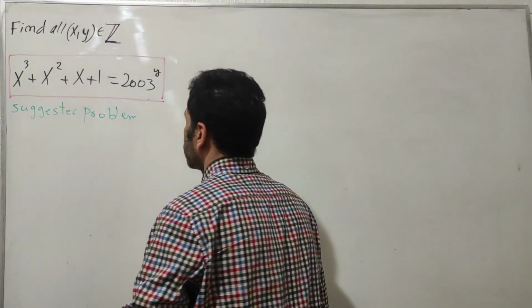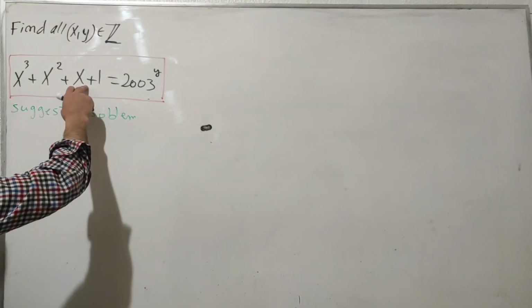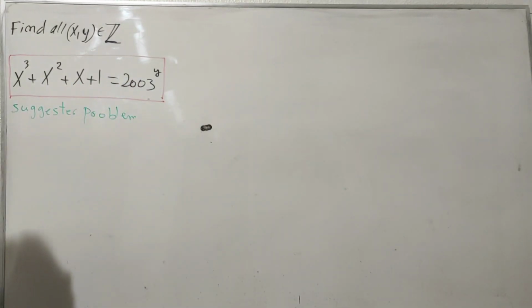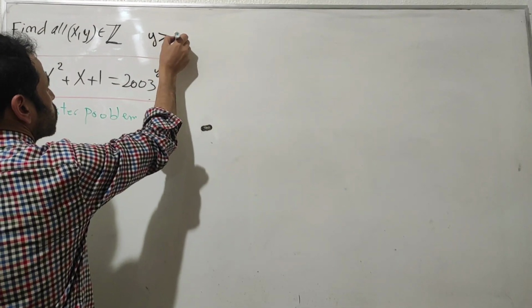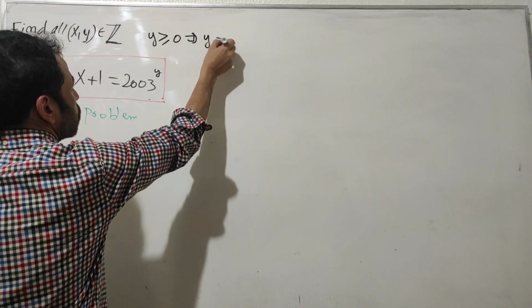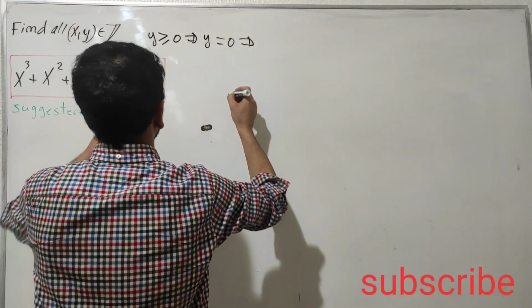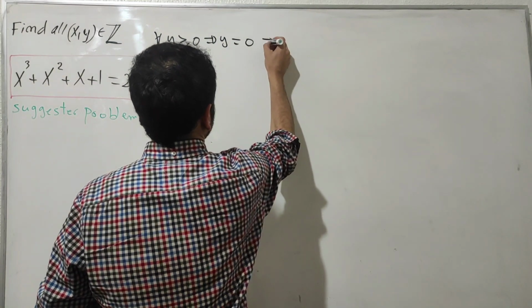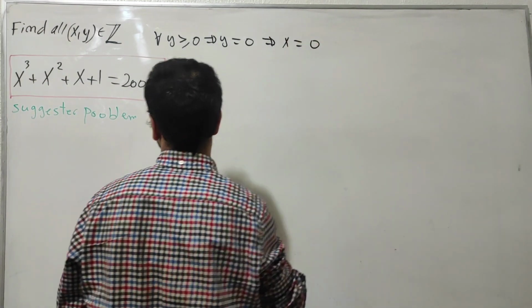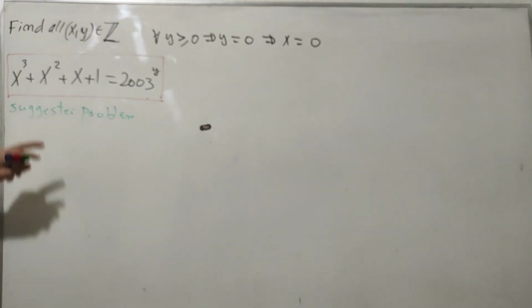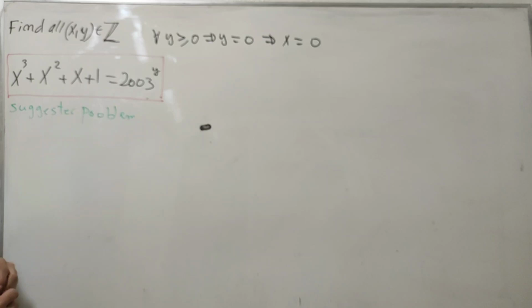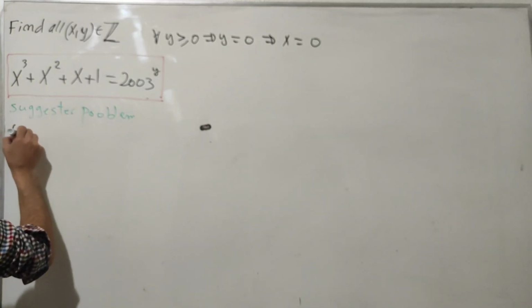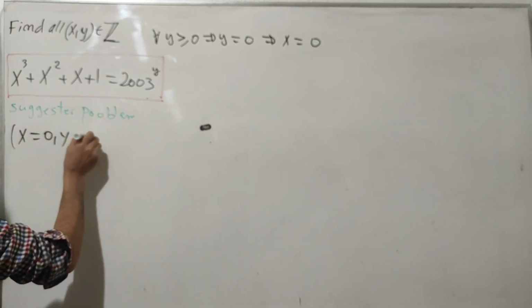Okay, so in the beginning we are just going to check the obvious solution. Let's check y equals 0. So for y equal to 0, it's simple: x must be equal to 0, because replacing x with 0 I get 1, which equals 1, which is okay. So we get the first obvious solution, x equals 0 and y equals 0 as an integer.